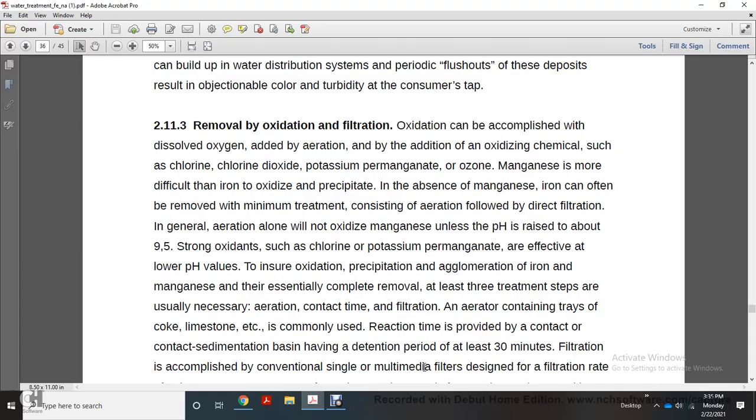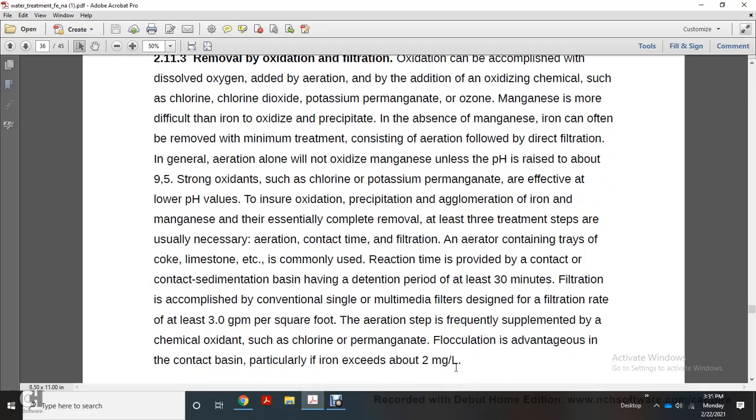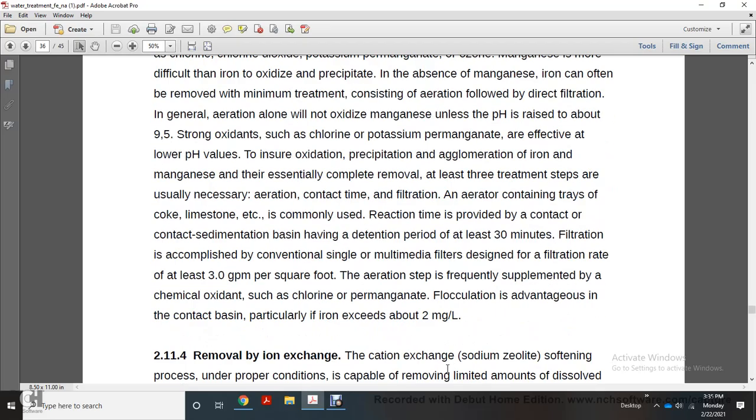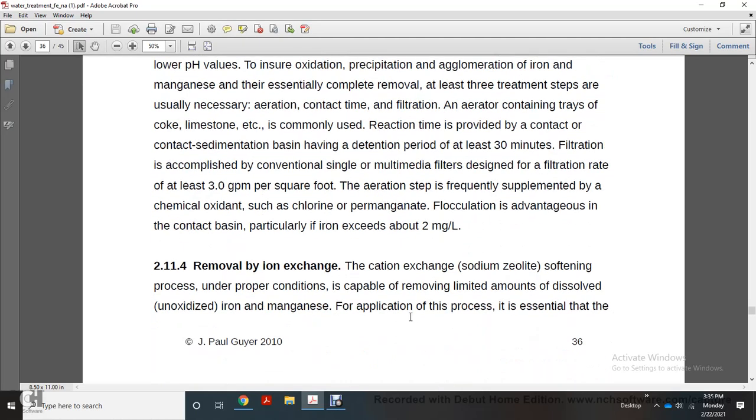Filtration is accomplished with a conventional single or multimedia filter design. The filtration rate should be at least 3.3 gallons per minute per square foot. Aeration steps are frequently supplemented by chemical oxidation, such as chlorine or permanganate, with advantages in the contact basin, particularly with iron exceeding 2 milligrams per liter.